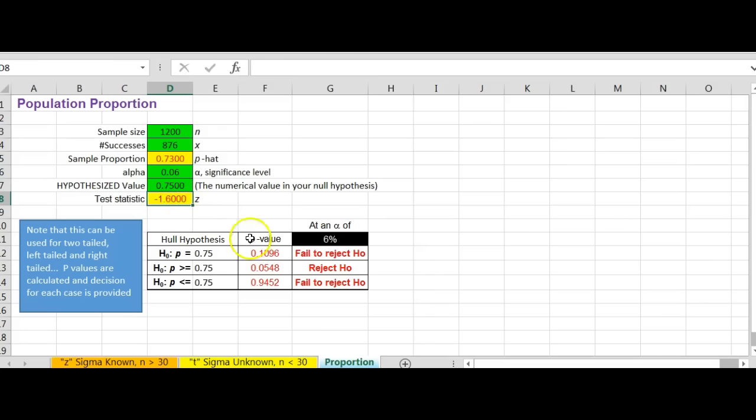Now I've got a z-value test statistic of negative 1.6. Remember, they were claiming that it was less than 75%, so the null would be that it's greater than or equal to 75%. I'm going to reject that, and by rejecting the null, I'm saying there is enough evidence to accept the claim that it was less than 75%.